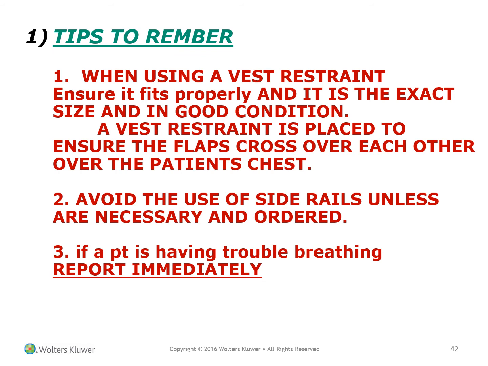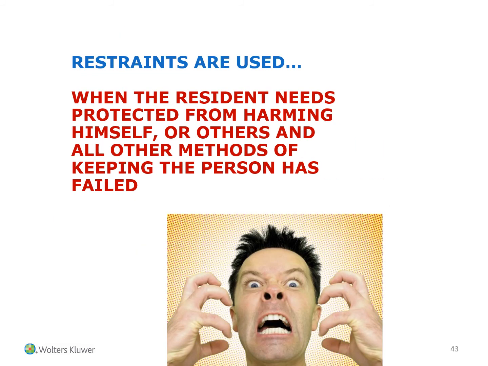Tips to remember: Number 1, when using a vest restraint, ensure that it fits properly, is the exact size, and is in good condition. A vest restraint is placed so that the flaps cross over each other over the patient's chest. Number 2, avoid the use of side rails unless they are necessary and ordered. Number 3, if a patient is having trouble breathing, report this immediately, especially if they're wearing a restraint of any sort. When are restraints used? They're used when a resident needs to be protected from harming himself or others, and all other methods of keeping the person safe have failed.